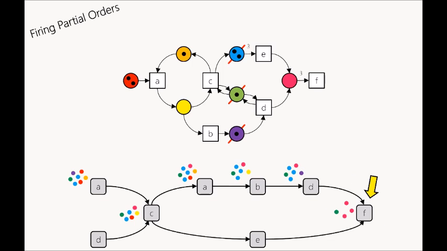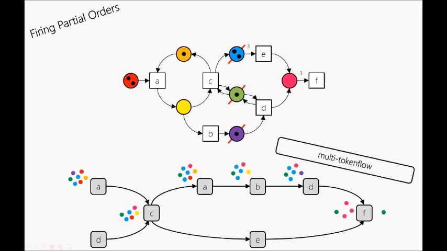Now again, we fire F, which is fine. We just consume the 3 tokens and produce the final marking. So this is what I call a multi-token flow. A multi-token flow is a local marking at every event, and the set of local markings respect the firing rule and the initial marking. And multi-token flow is always pushed to the first successor of an event. It's not distributed.